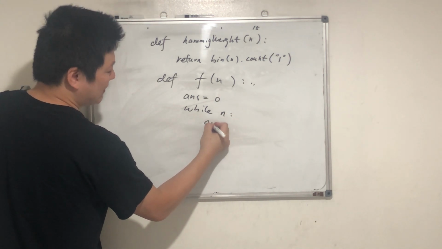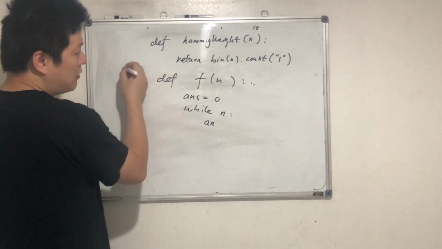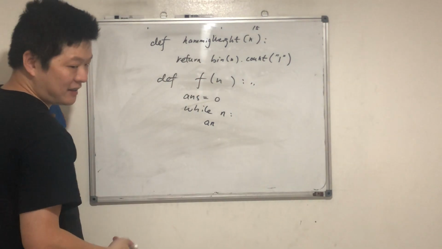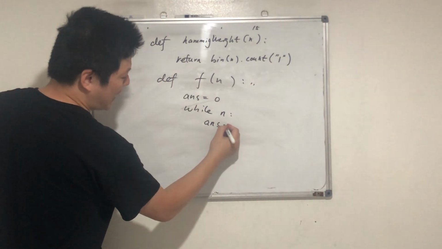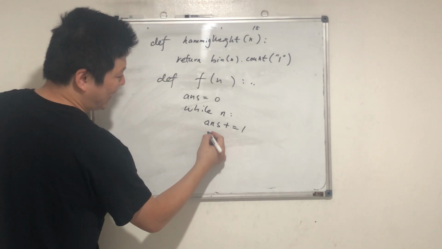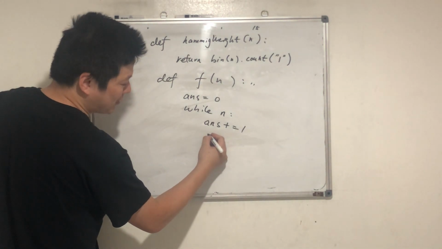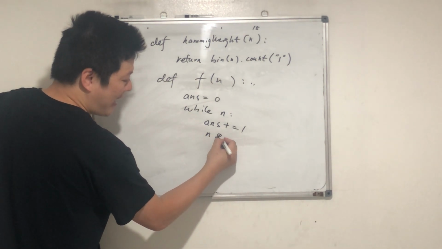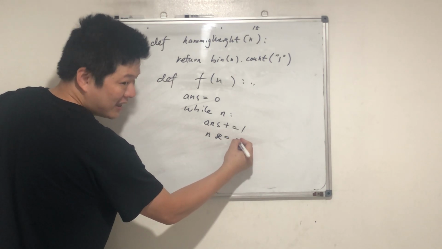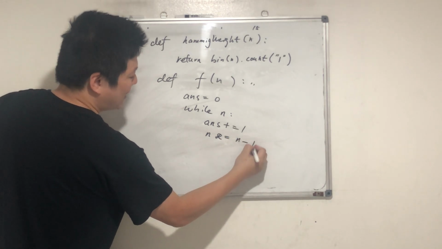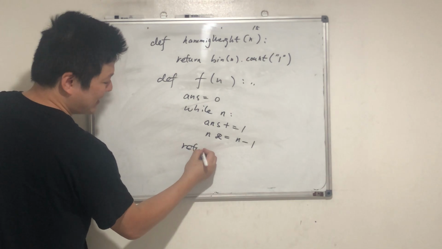Are those together? No, I'm just implementing the same idea twice. Answer plus equals 1, and what? We want to remove the rightmost one. And n equals what? n AND n minus 1. And return answer. Got it?